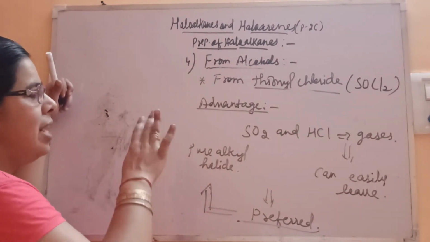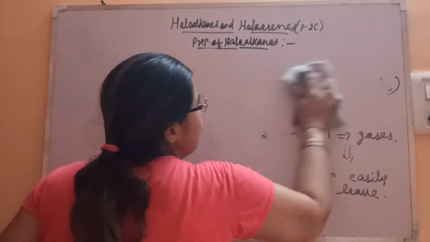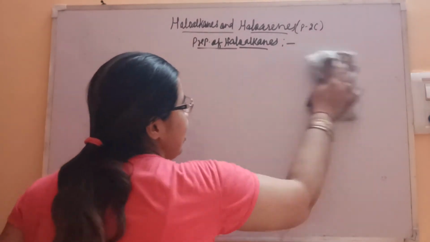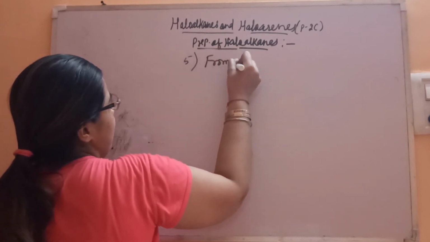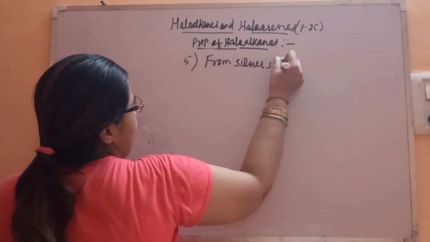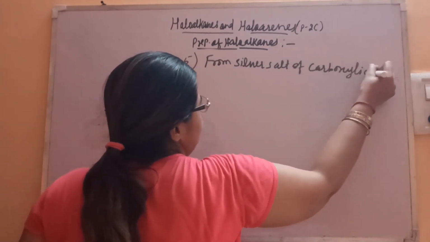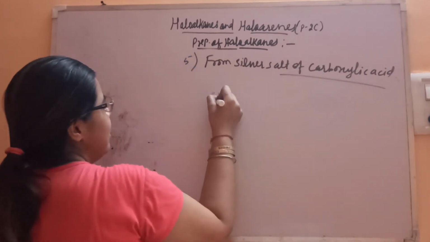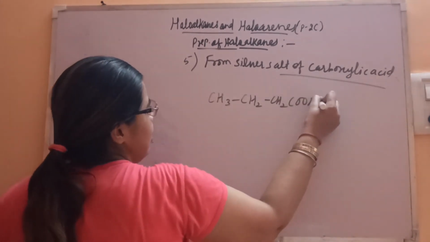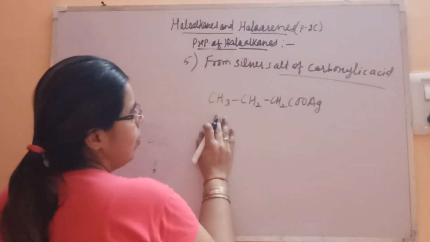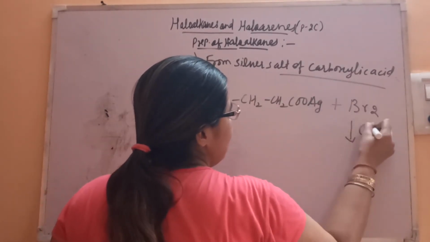So these are all the methods which we have seen with alcohols. We have prepared all the alkyl halides from the alcohols. Now the last one is left, that is from the silver salt of carboxylic acid. Fifth one. Silver salt of carboxylic acid. So we'll take any silver salt of carboxylic acid. This is a silver salt we have taken of butanoic acid. Fine. We'll reflux with bromine in the presence of CCl4.